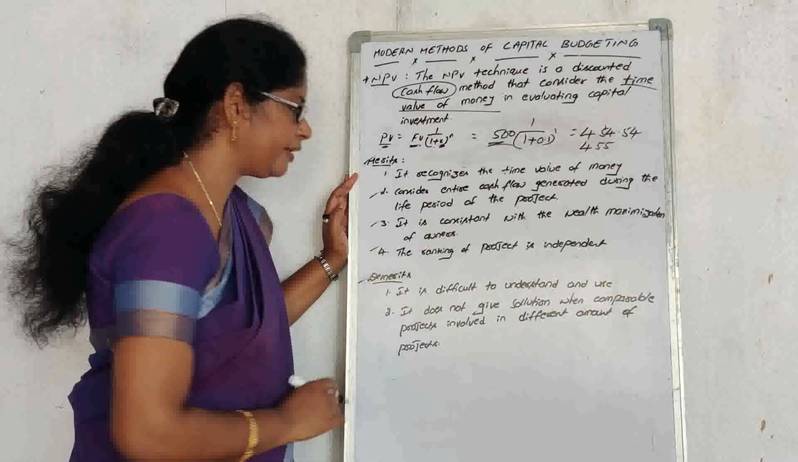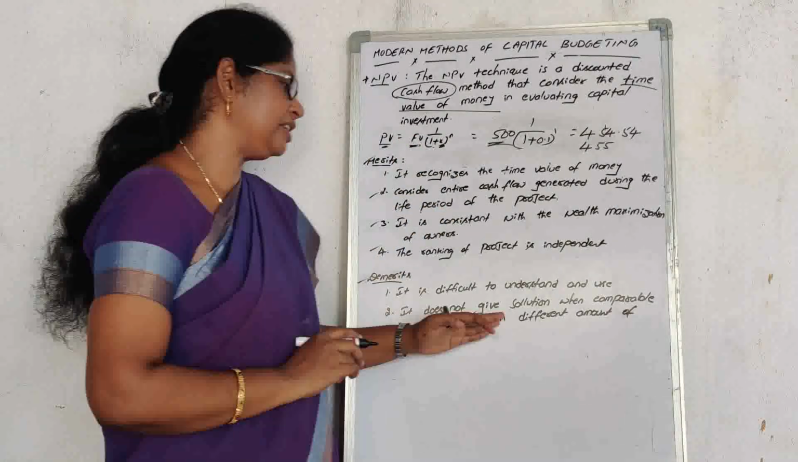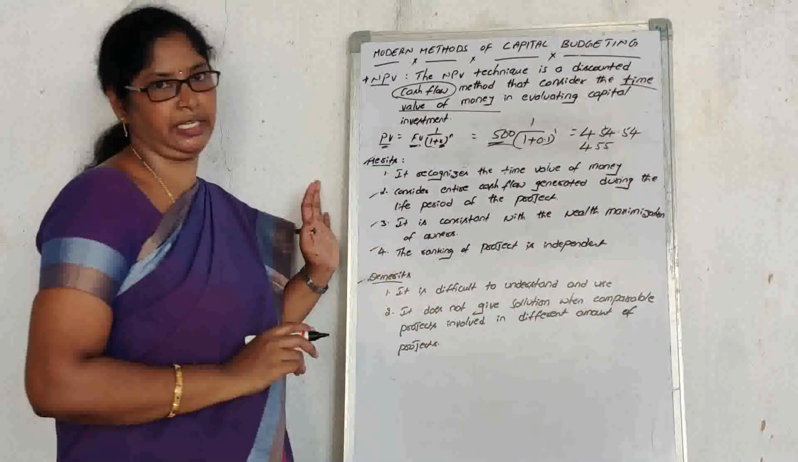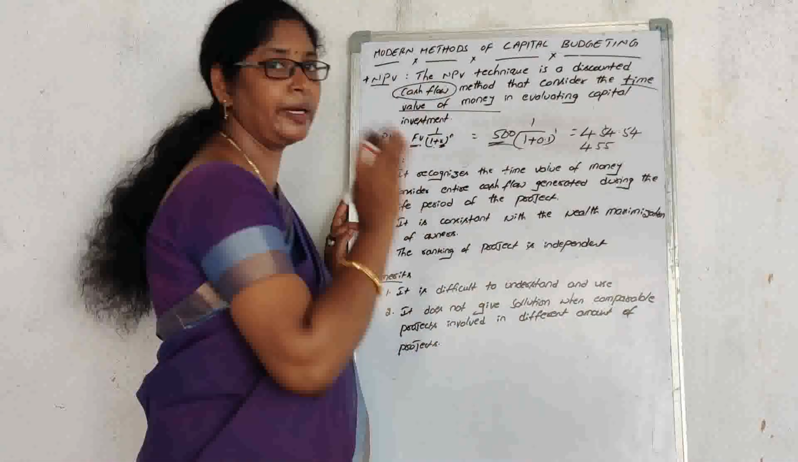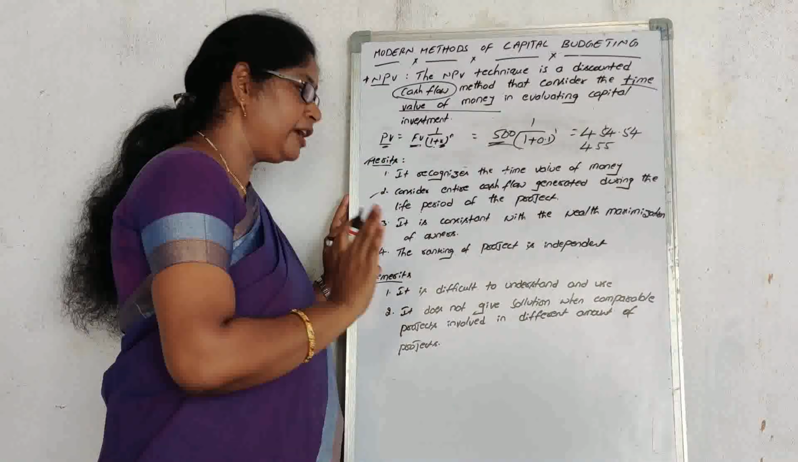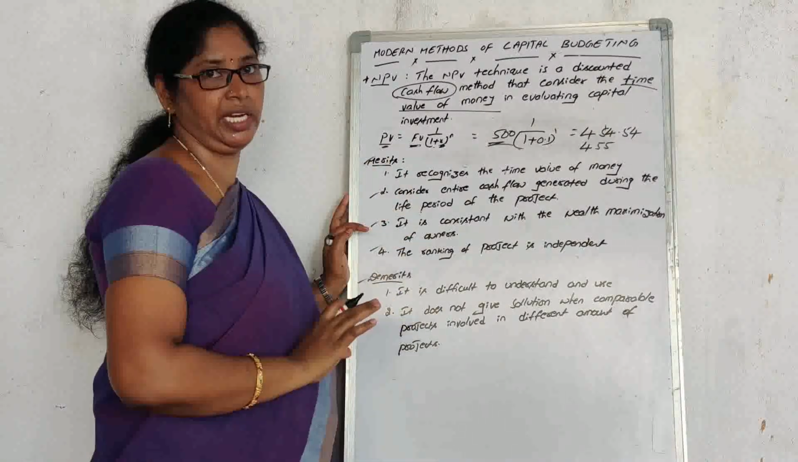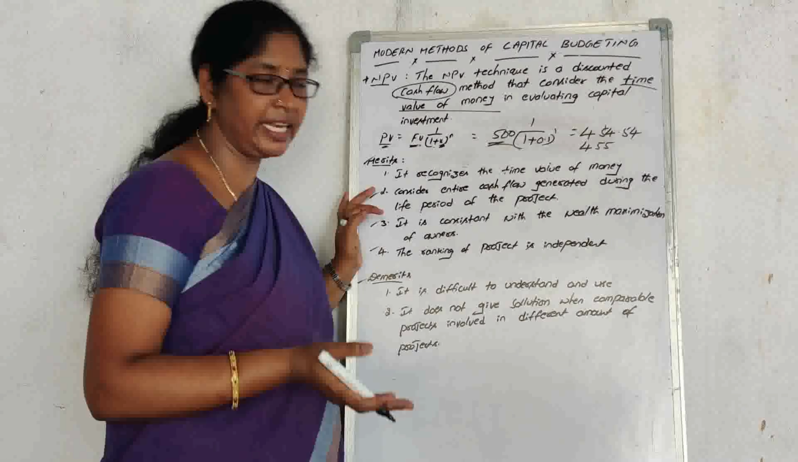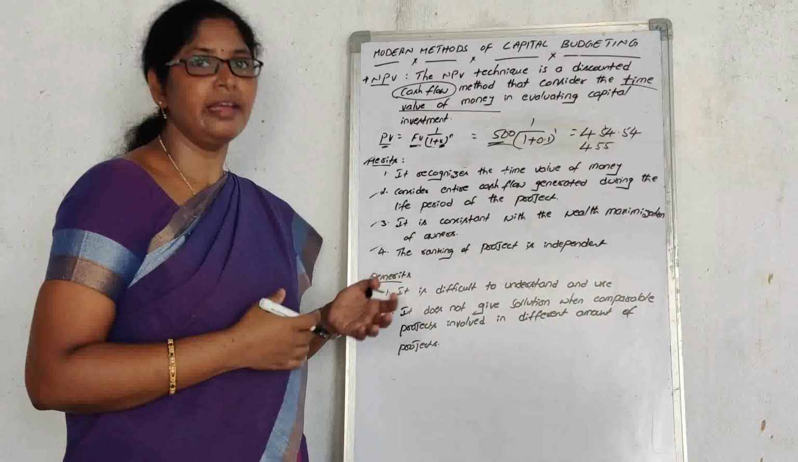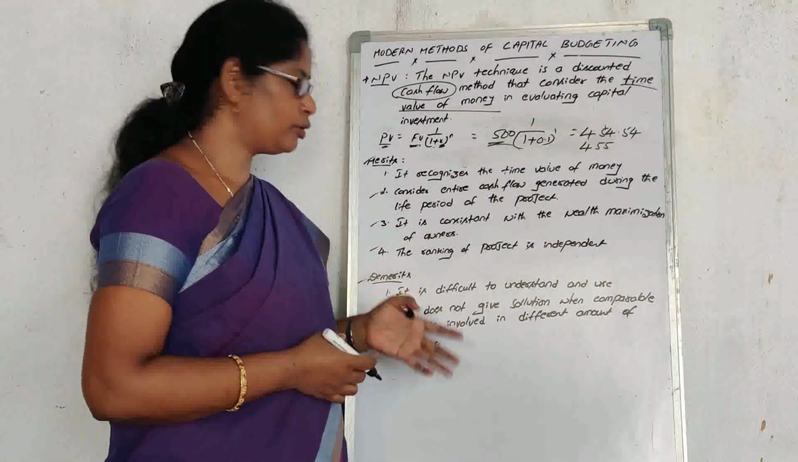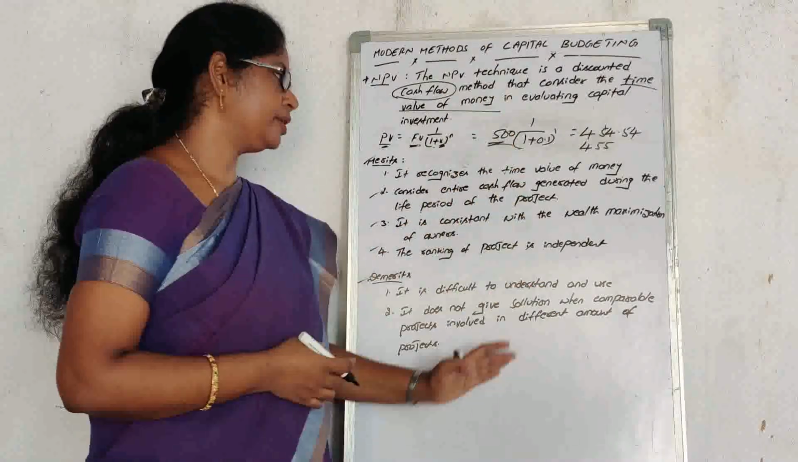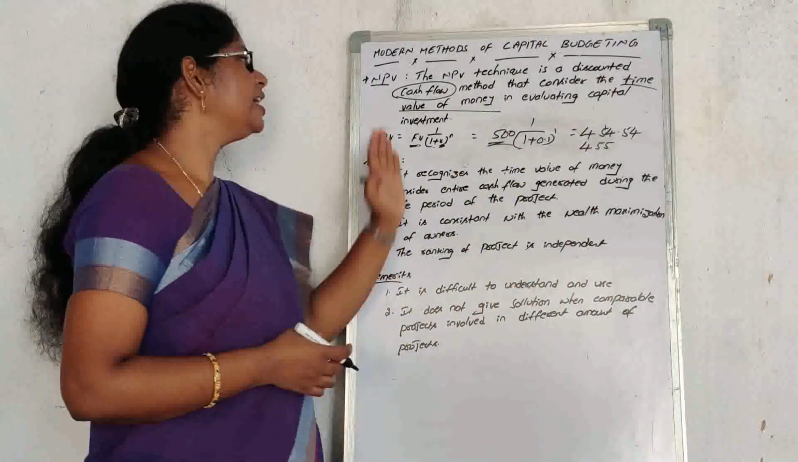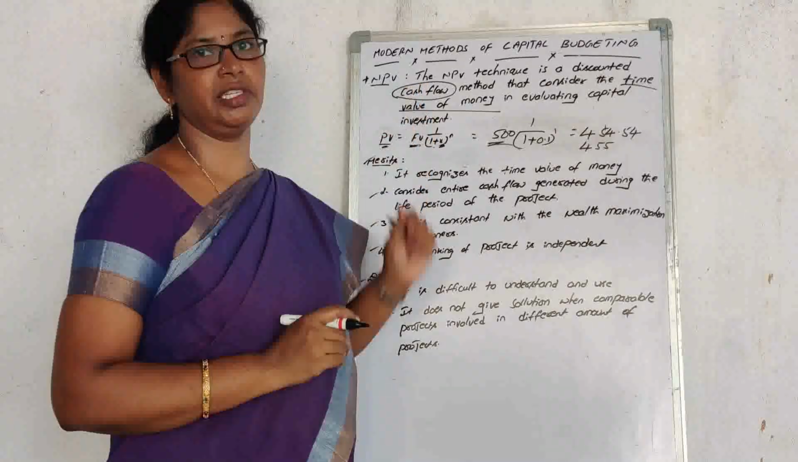And it does not give a solution when comparable projects involve different amounts of investment. For example, if I invest the same amount in the investment proposals, it will be helpful in taking decisions. In case the amounts vary, decisions may not be taken exactly. So that is one of the demerits. These are all the merits and demerits of the NPV. Let's go to the illustration session.